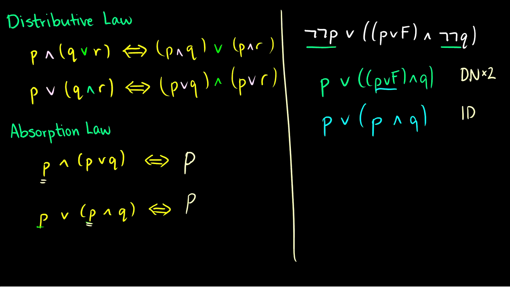Now we have P or (P and Q). Well, this looks just like an absorption law. So this is P by absorption.